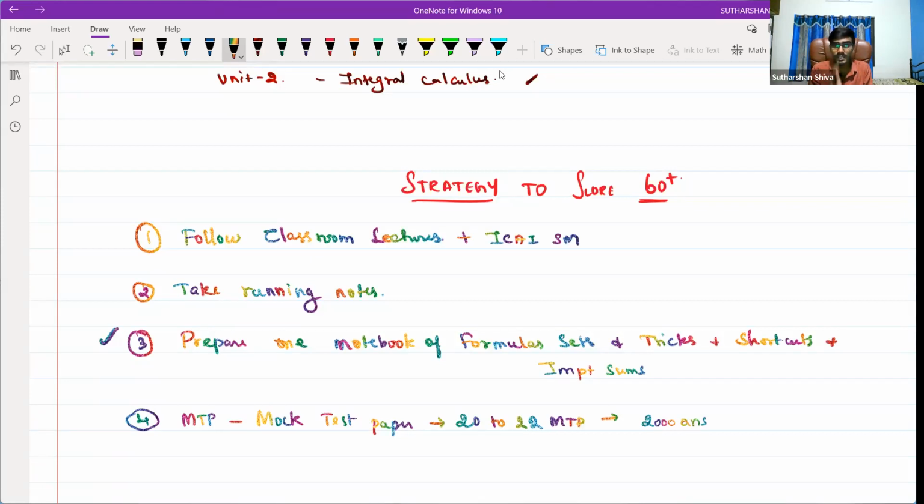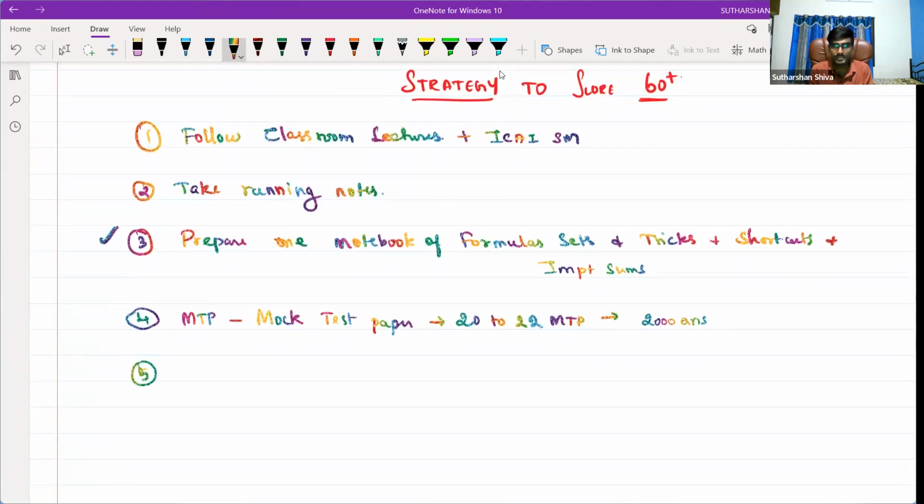You can easily score 60. Keep on practicing in these papers, then only you need to remember the formulas, then only you will be able to apply the tricks, the calculation tricks, and then you will be able to apply the shortcuts.